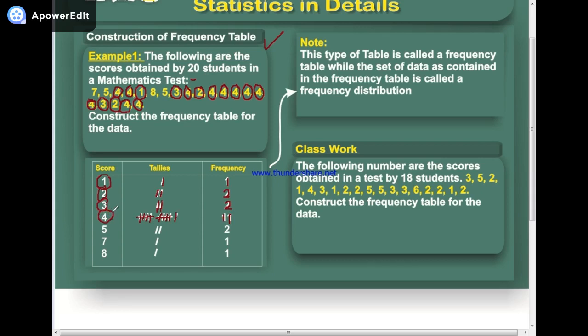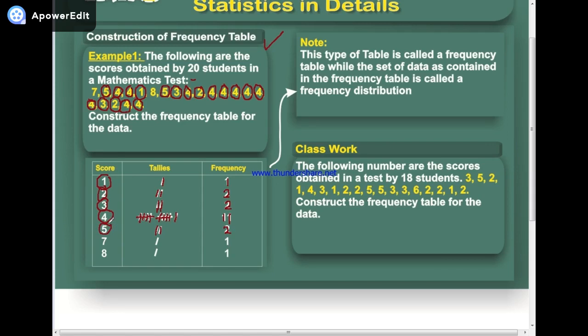So 4 occurs 11 times. Now, how many times does 5 occur on the data? That is 1 and 2. So we are going to draw 2 strokes, 1, 2, and interpret it as 2. Do you understand? So 5 has been done. Now, the next one: do we have 6 there? No, there is no 6 there.